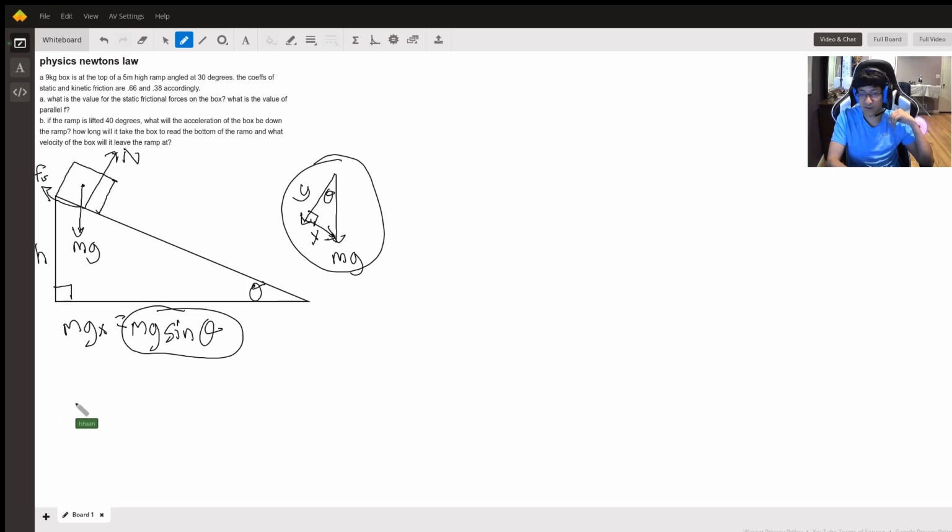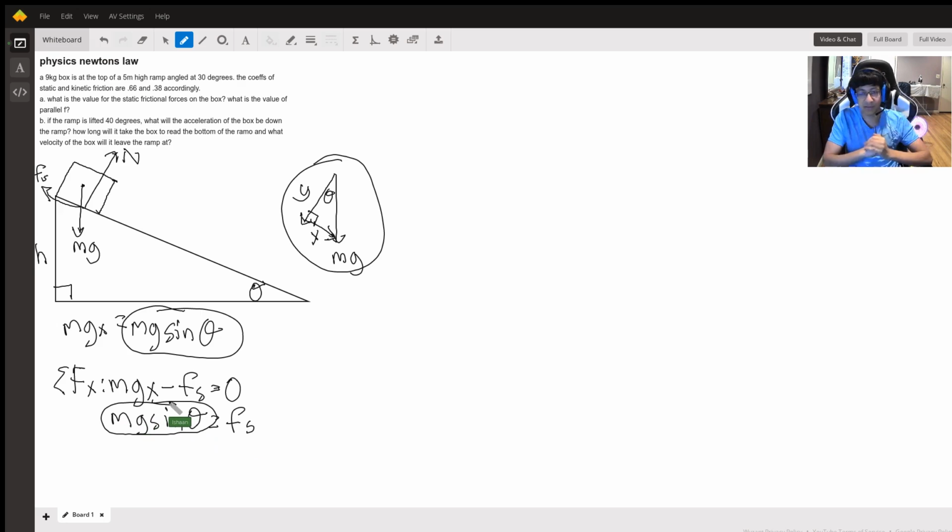That's going to be our mgx, and then they ask for the value of the static friction force. For that, we're going to need a force statement. Our force statement is that mgx minus our static friction is going to equal 0, because they're in opposite directions and they have to completely cancel out in order for there to be no acceleration and for the block to not move at all. So our mgx is mg sine theta, and that's going to be equal to our static friction. So our static friction is also equal to mg sine theta. We're going to get the exact same answer there.